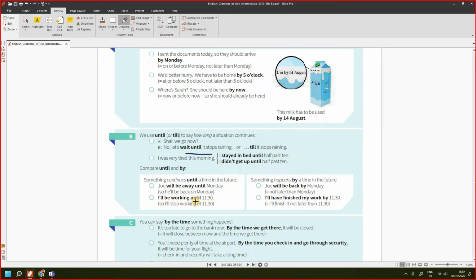We use till. 90% of the time we use till, we don't use until. But it just says that you can use until also. I'll be working until 11:30. Similarly, you can also say, let's wait until it stops raining.